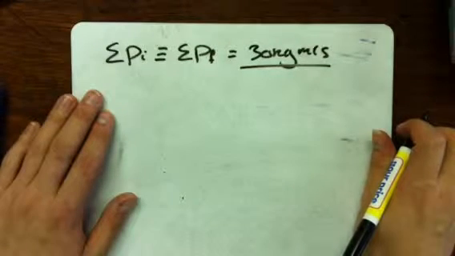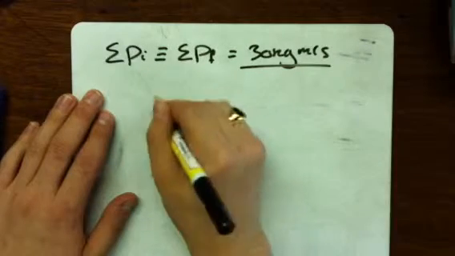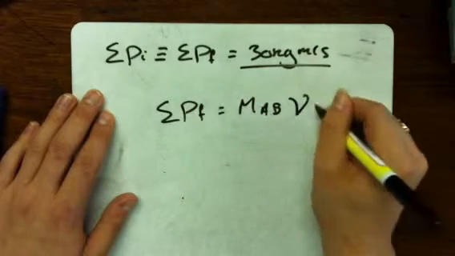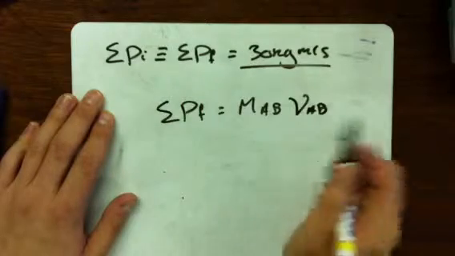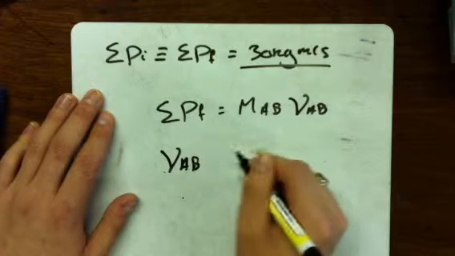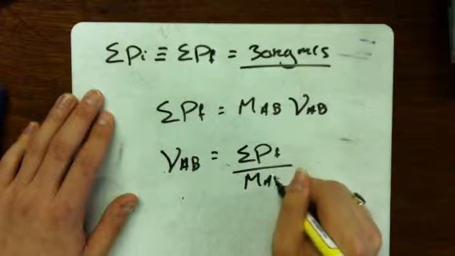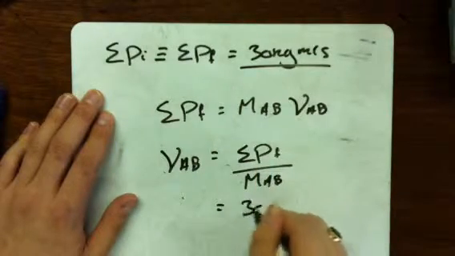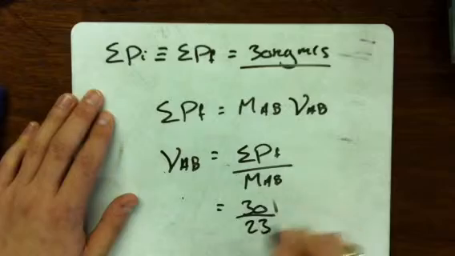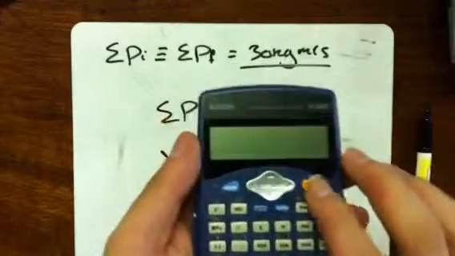Okay then. So now to start using this total final momentum, the sum final momentum equals the mass of AB times the velocity of AB. This is just using p equals mv again. We rearrange to make what we're looking for the subject, in this case the final velocity of AB. And that'll be the sum final momentum over the mass of AB, which is going to be 30, we don't need to put the units in our working, divided by the mass we worked out earlier, which is 23, which equals, well, we'll put this into a calculator.